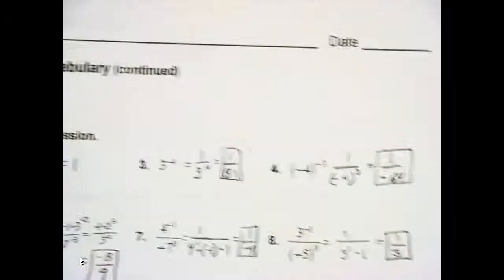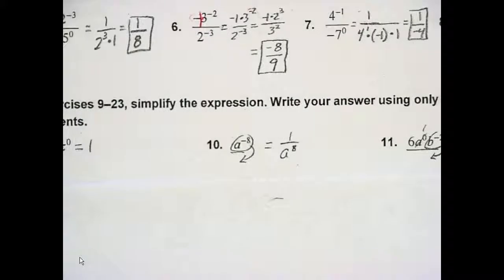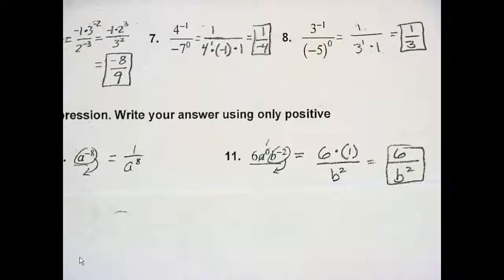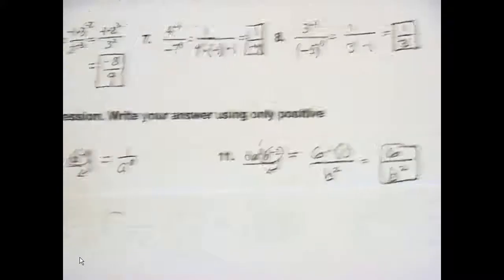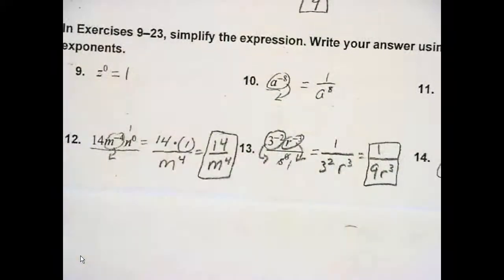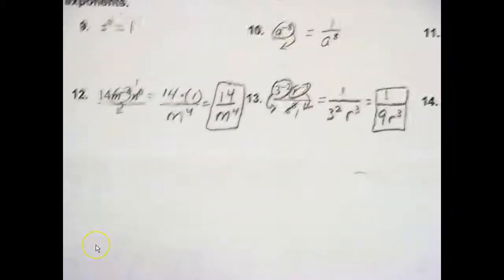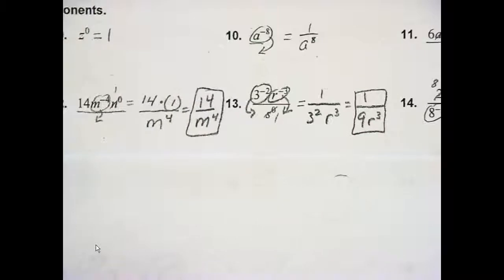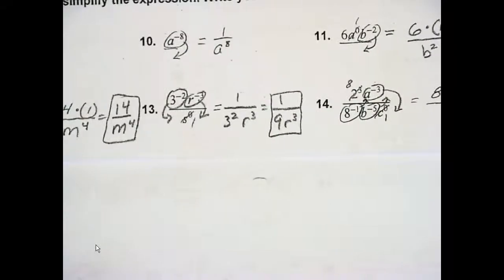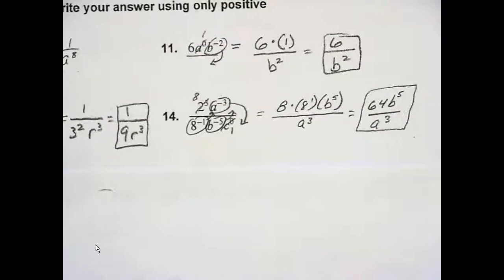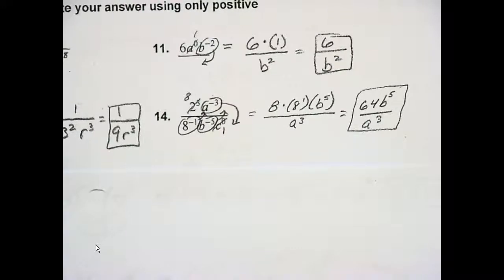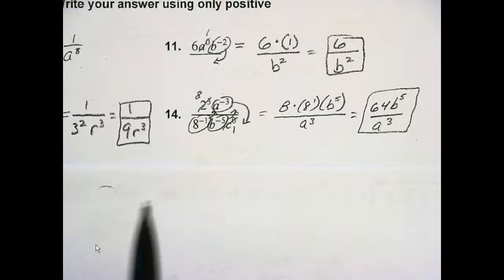Okay. Number 9 is 1. Number 10 is 1 over a to the 8th. Number 11 is 6 over b to the 2nd. Number 12 is 14 over m to the 4th. 13 is 1 over 9r cubed. And 14 is 64b to the 5th over a cubed. Okay, any questions on 9 through 14?